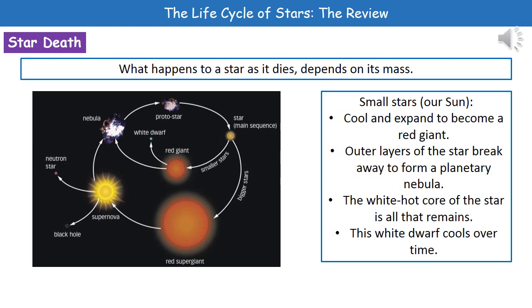Now what we actually find happening to our star once it dies is completely dependent on its mass. So if we consider a small star first of all, like our sun, then as they start to die, what's going to happen is it's going to cool and expand to become this thing called a red giant. Now the outer layers of the star then break away and they form a new planetary nebula, and the white hot core of the star is all that's going to be left, and this is something referred to as a white dwarf, and over time this will cool down until eventually it just fades away to nothing.